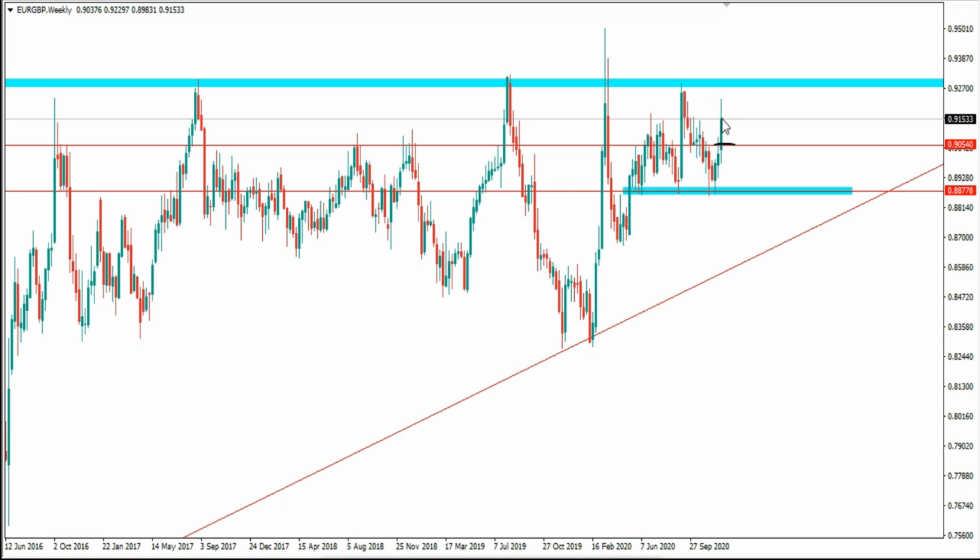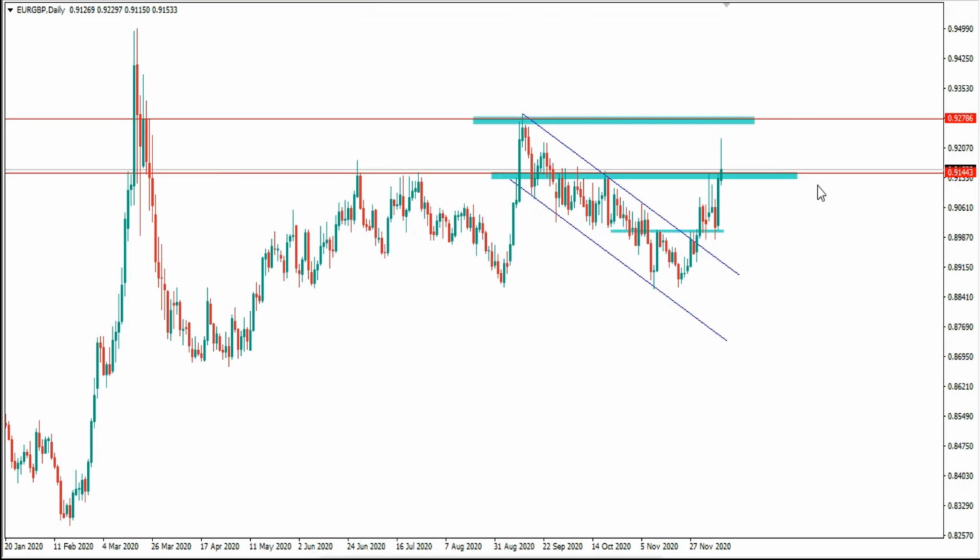So with that close, what we can expect will be for the price to just complete the move into our overall monthly target at somewhere around the 92.70 area of resistance. So let's see what we have from the daily time frame.